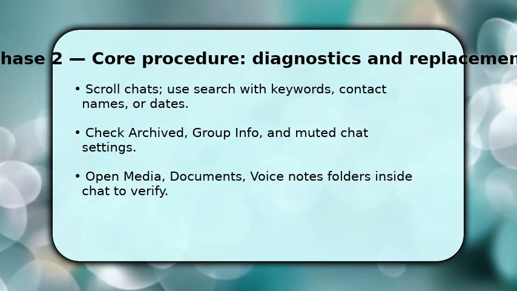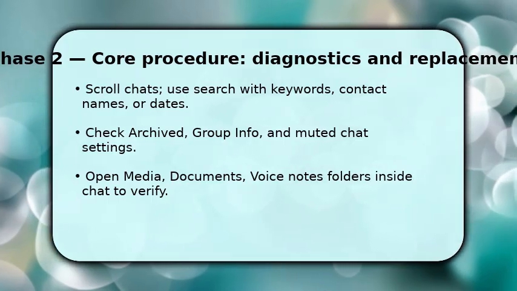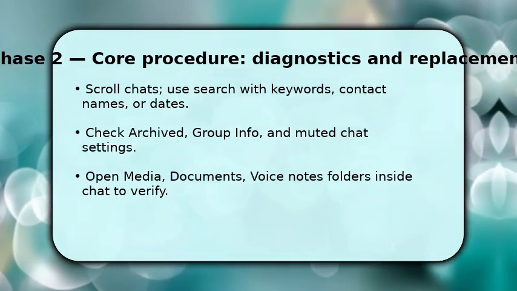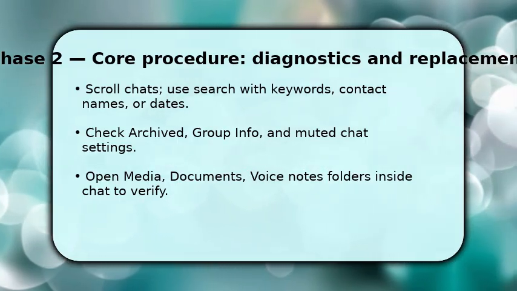Once done with initial scanning, dive deeper. Use the search bar to find messages by keyword, contact, or date. This locates hidden items fast. Make sure to open archived chats. Sometimes important threads hide there.